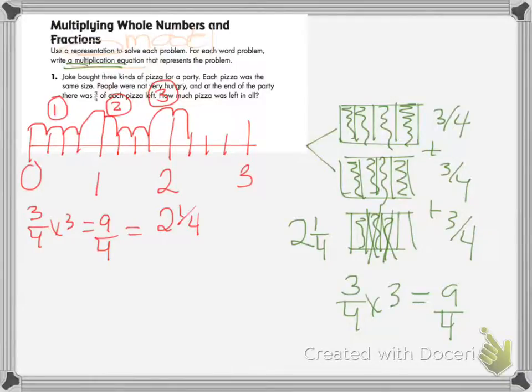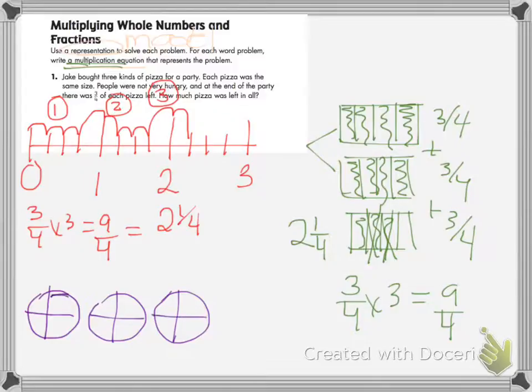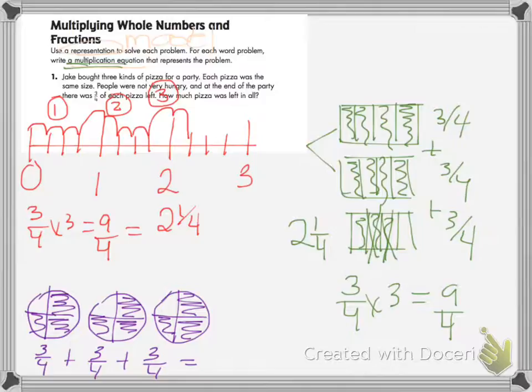Me personally, I would have done a model pretty similar to the rectangle model, but pizzas to me are round, so I would visualize it like this, cut it into fourths, and again shade in those 3/4 that were left over. So again, all of these models would be considered a representation, whatever you're more comfortable with. Again, I would have said I have 3/4 here, another 3/4 here, and another 3/4 here. Based on the rule of adding or subtracting fractions, my denominator is the same, so I go ahead and add my numerators.